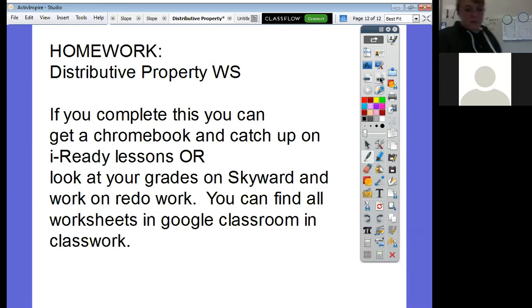In-person people, you guys are getting the paper copy of the worksheet. All right. If you're on Zoom right now, if you're remote, your worksheet is posted in classwork under Google Classroom. It's called distributive property worksheet. Okay, if you get this done, then you can get a Chromebook, and there's quite a few of you that need to catch up on your iReady minutes or lessons.